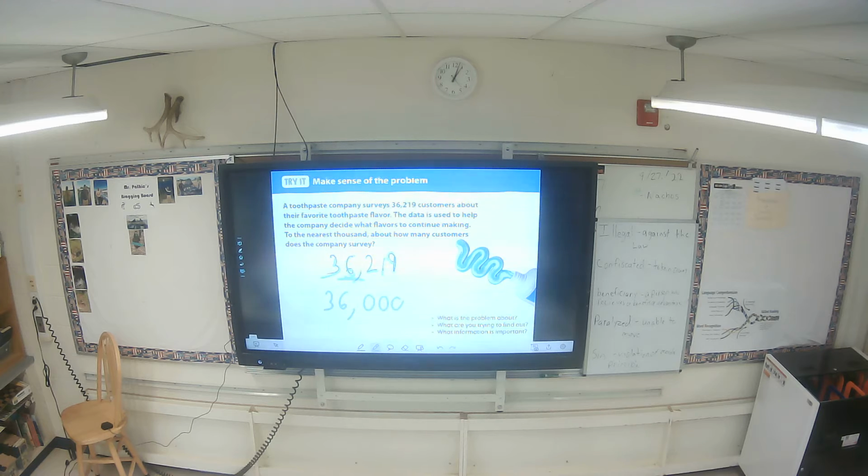When we were in 3rd grade, the way we learned to round is, if it's the number that you're rounding, if it's higher than 5, you change that number to the next one.